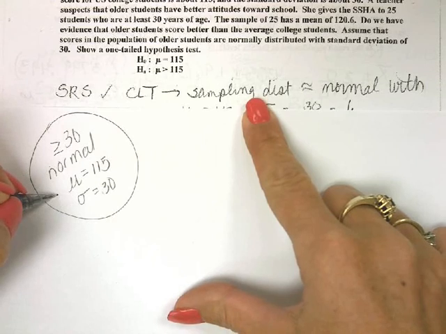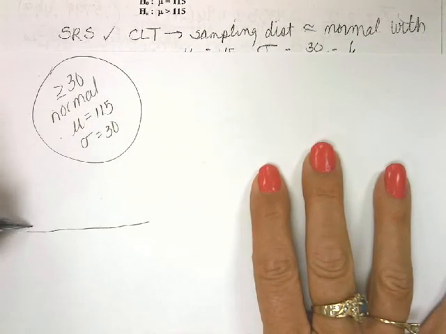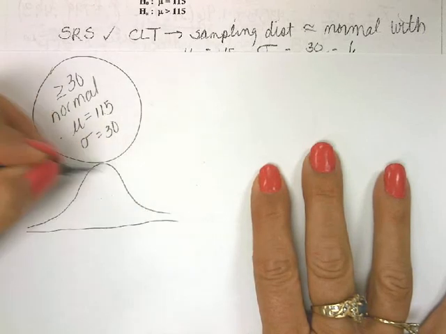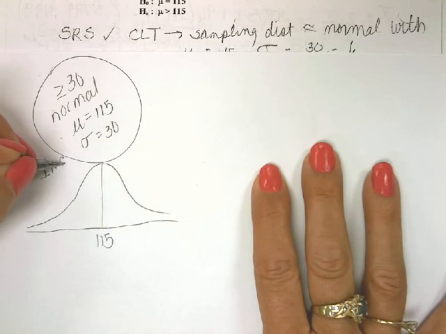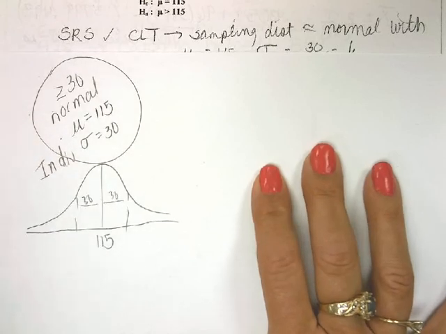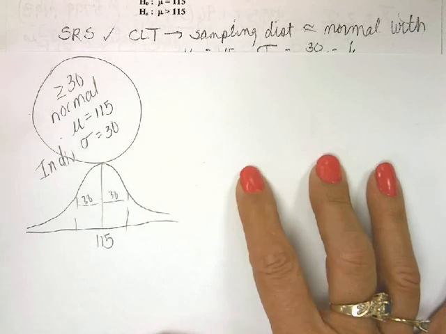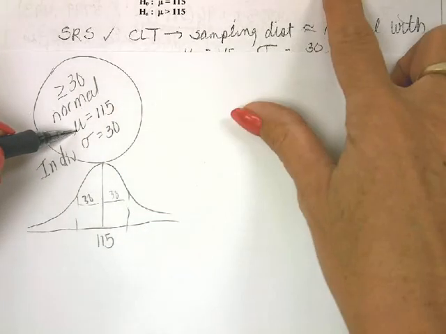Okay, so we could actually draw the picture of the distribution for individual students, centered at 115. This is for individuals, and having a standard deviation of 30. So having this be 30 units this way, 30 units this way, etc. Now, in reality, they got an X bar from this population, an X bar of 120.6.